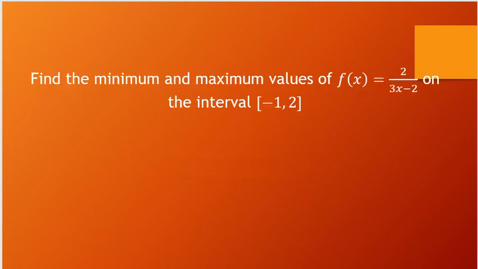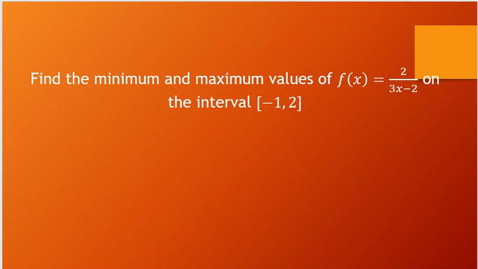We're asked to find the minimum and maximum values of 2 divided by 3x minus 2 on the interval negative 1 comma 2. So, first thing we do, we check our hypotheses. Do we have a closed and bounded interval? Yes, we do. Both endpoints are finite real numbers, and the bracket on each of these endpoints is a square bracket.